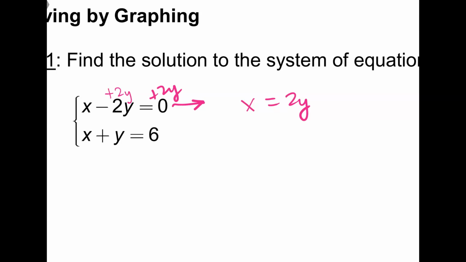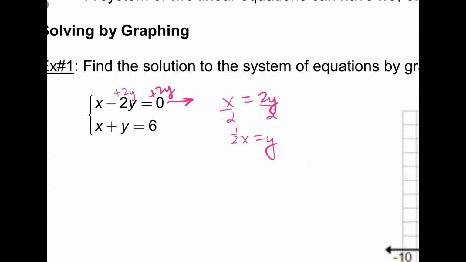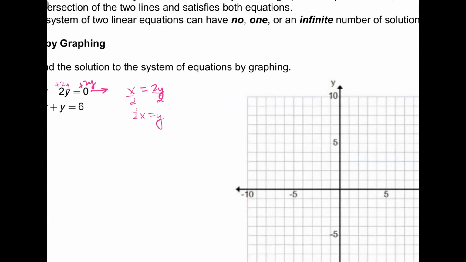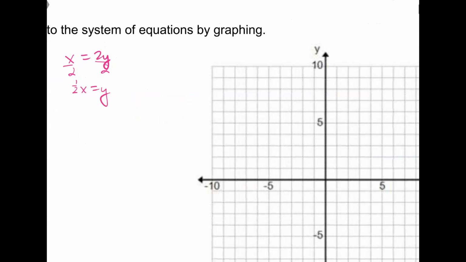So I add 2y on both sides. Now I divide by 2. So I have 1/2 x equals y. So I can go and graph this. What is the y-intercept? 0. My slope is 1/2. Rise 1, run 2. Rise 1, run 2.